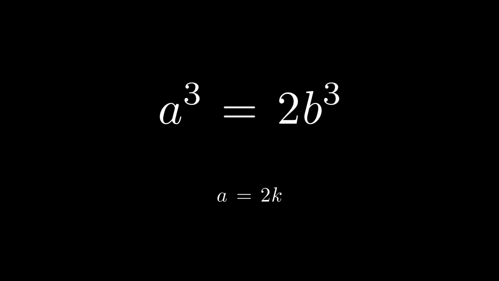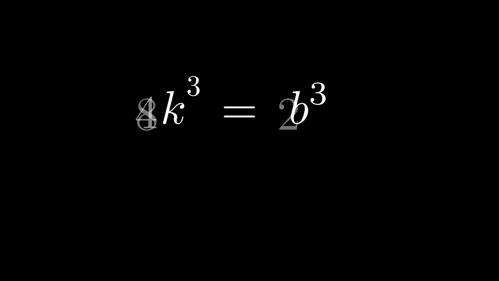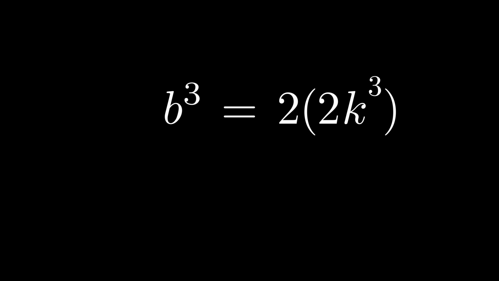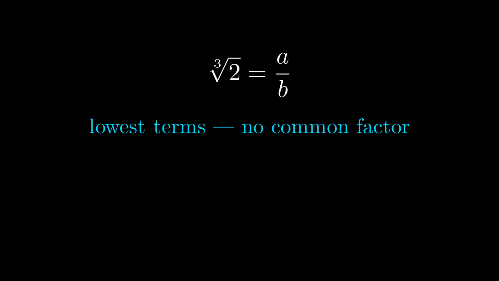Feed that back in. If a is 2k, then a cubed is 8k cubed. So 8k cubed equals 2b cubed, and dividing through by 2, b cubed equals 4k cubed. That's 2 times 2k cubed. Even again. Same argument as before, just quicker. B cubed is even, so b is even too. So a is even and b is even. They share a factor of 2.